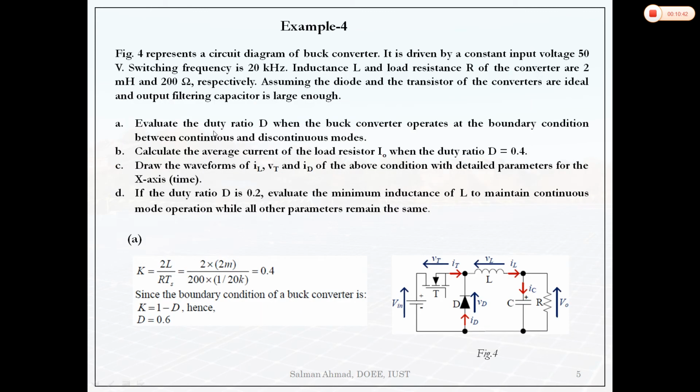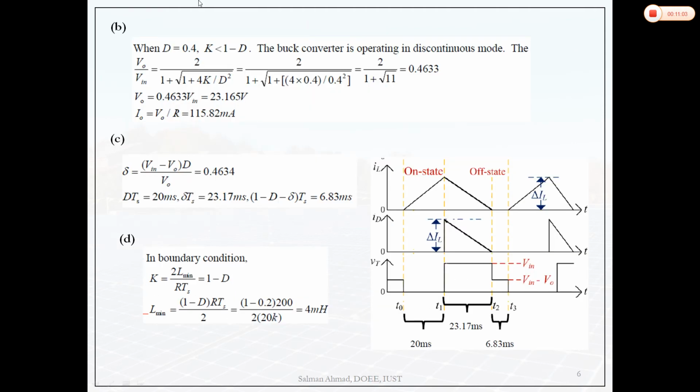So in the second part, we have to calculate the average current of the load resistor I0 when the duty ratio is 0.4. Here you can see that the duty ratio is less than 0.6, so the converter is definitely operating in a discontinuous mode of operation. In discontinuous mode, we know the relationship between output and input voltages.